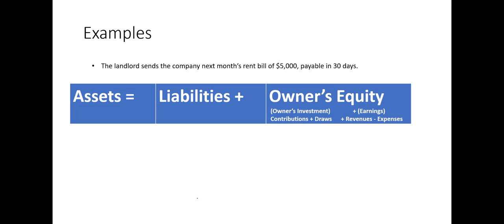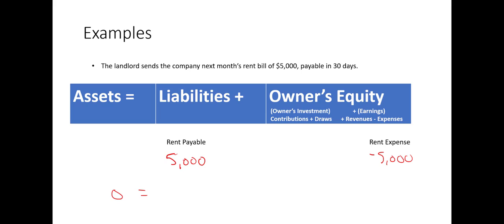In example 2, we can see that our landlord sends us our rent bill for $5,000, which is due in 30 days. Since we're not going to pay this right away, this would go into our accounts payable, which is classified as a liability account. Paying rent is also an expense of the business, and our rent expense falls under our owner's equity umbrella. Both accounts are going to be on the right side of our equal sign, so our assets haven't been affected with this transaction. We're going to be increasing our liabilities by $5,000, and we're going to be decreasing our owner's equity account by $5,000. And since we didn't hit an asset account for this transaction, we're going to have $0 on the left side of the equation.